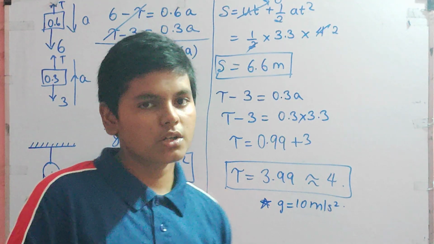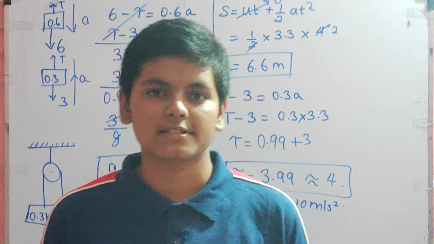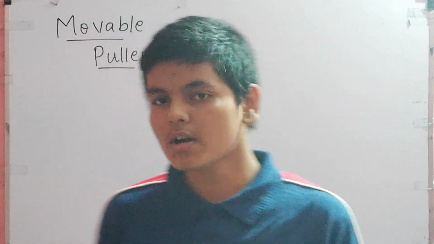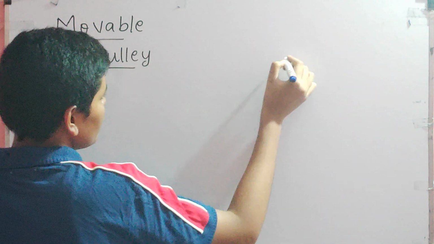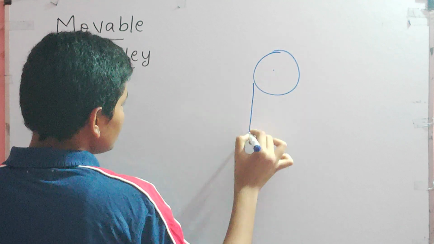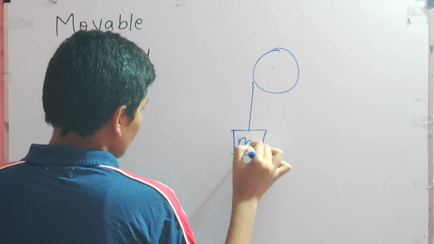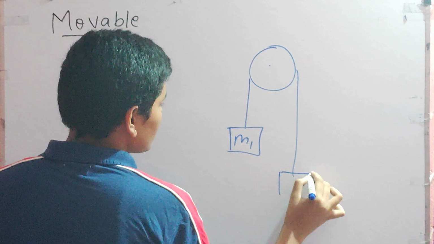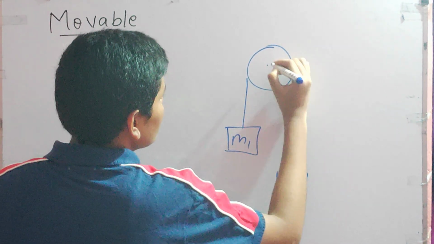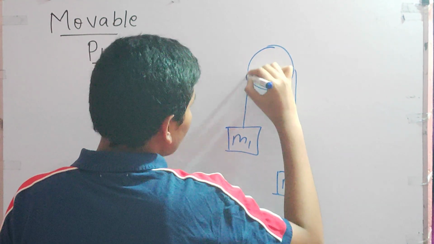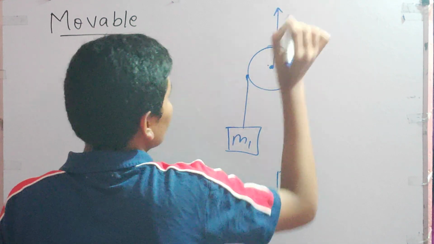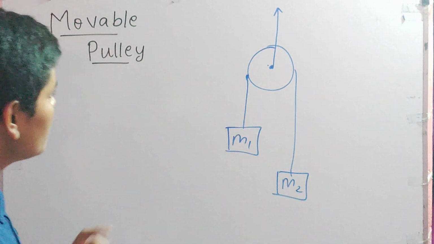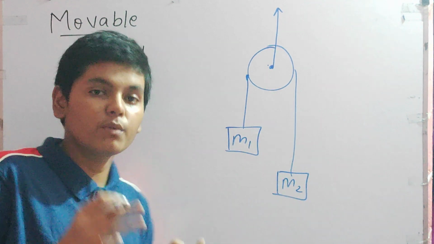Now let us move on to the concept of moving pulleys. So now we have come to a topic that is movable pulley. Till now what we have been seeing is the pulley attached to the top. But now this will be our pulley. Here is the mass M1. Here is the mass M2. And now the pulley will itself move up or down. So here we are introducing the concept of movable pulley.